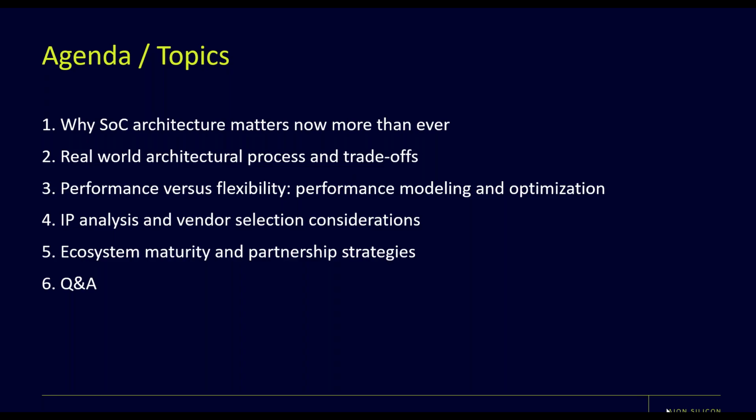Then we'll talk about IP analysis and vendor selection considerations. That's why I've got Darren here. Darren's one of our IP providers at Aion, and we work very closely together. And then we'll talk about the impact of ecosystem, its maturity, and some of the partnership strategies we can use to mitigate some of the issues we might run into here, and then conclude with a Q&A.